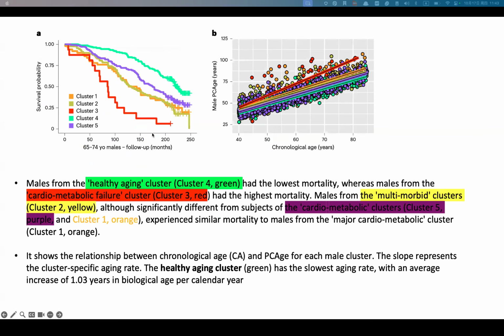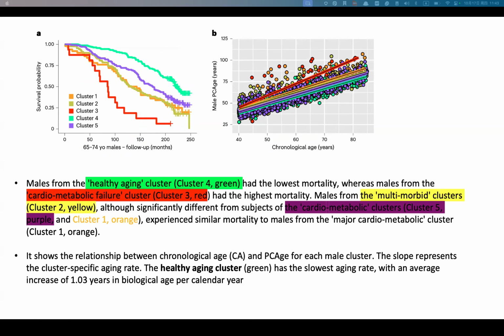You can see this also has 5 clusters. It's the same as the previous slide. And you can find cluster 1. Cluster 1 means... let's see that.